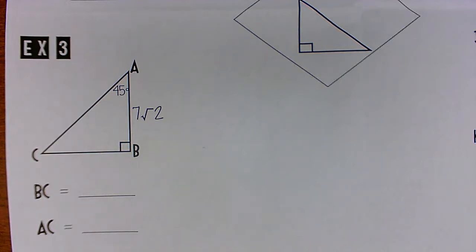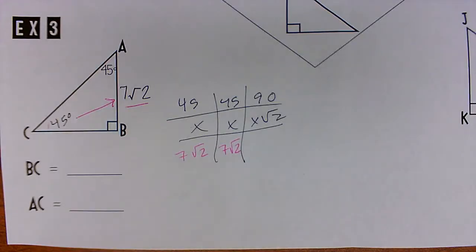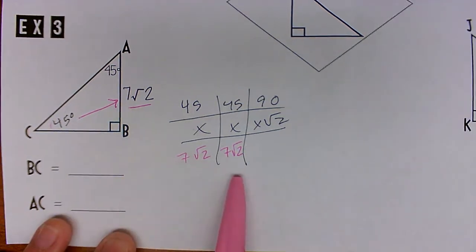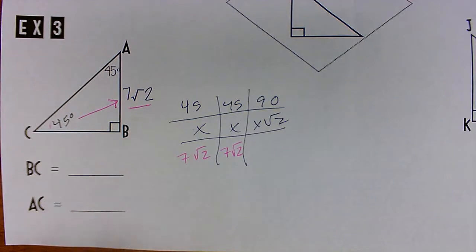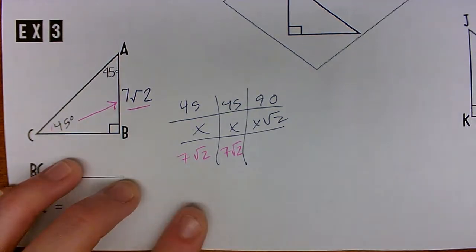So go ahead and pause the video here and see if you can set up your tic-tac-toe chart for example 3. Okay, so here's your setup for your tic-tac-toe chart. I drew an arrow across from my side to find that it was across from 45, so I just plugged it in under the 45s. So I'm really solving for my x square root of 2 here.